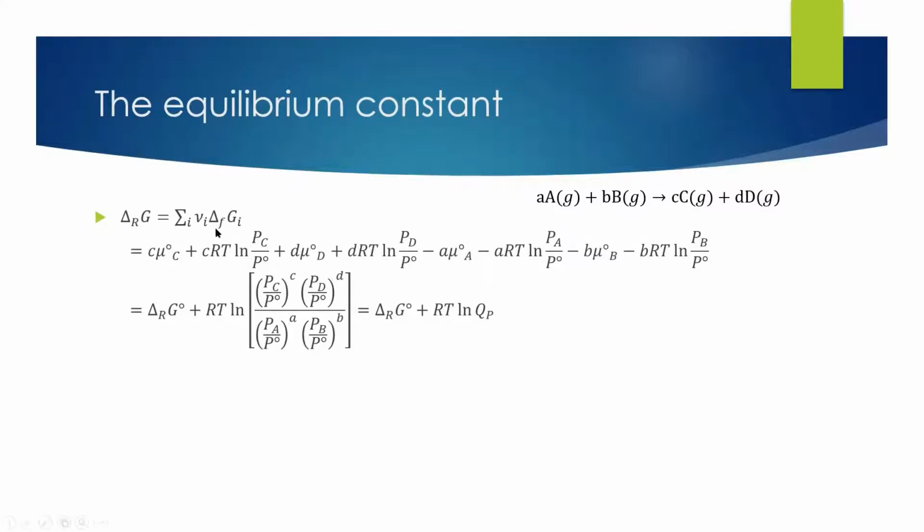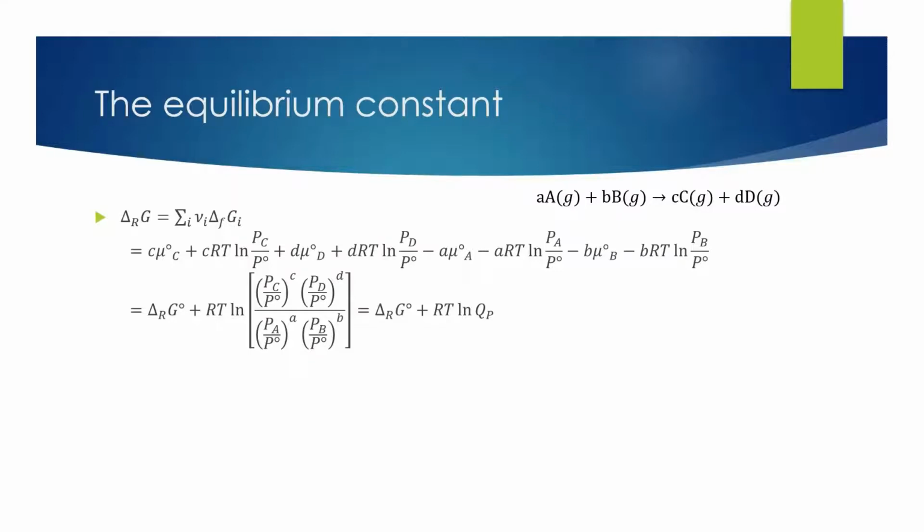Then we have this other term over here, RT natural log of PC over P naught. This is a correction term reflecting that our partial pressure of C is not at 1 bar. It's at some different partial pressure. We have to multiply by c because c is the stoichiometric coefficient, this nu i here. We do the same thing for D and A and B, and we note that A and B have negative stoichiometric coefficients because they are reactants, and that's the definition of our nu i. It's the same as we've used for enthalpy and entropy in the past.